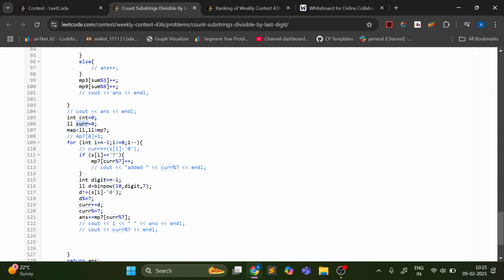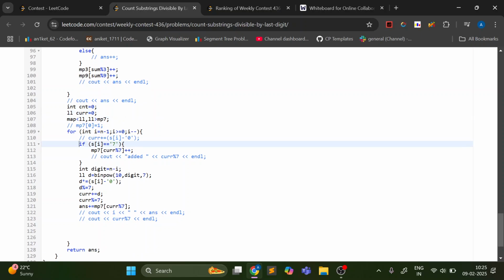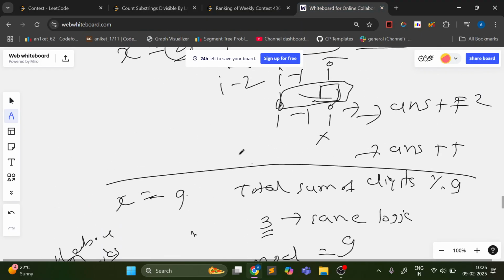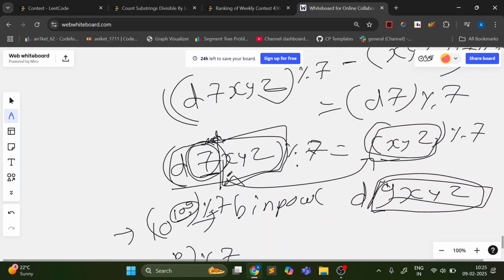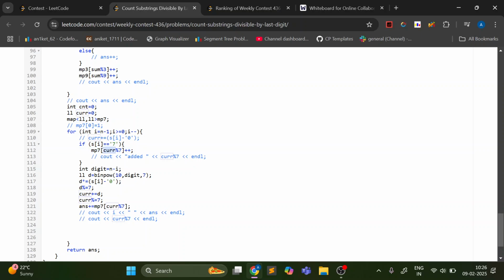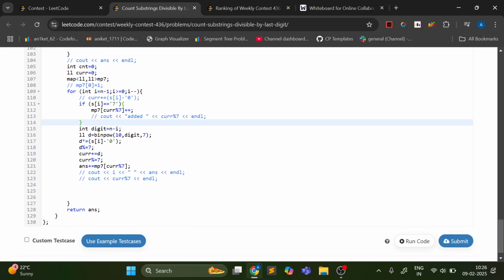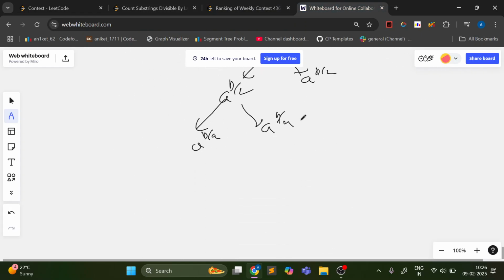There is a current variable which is storing the current suffix number, and CNT I'm not using. So first of all, if s of i is 7, so the current index is 7, then what I'm doing is the current number which was after 7, so XYZ, I'm adding its mod 7 in my MP7 map. Now what I will do is, let's say the XYZ is my current number.